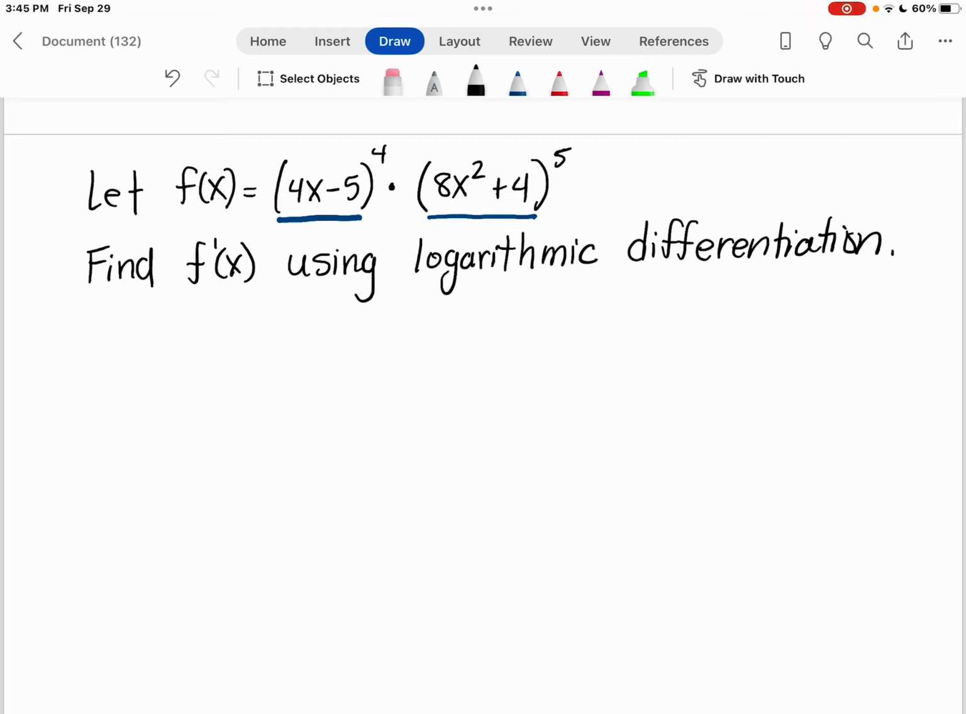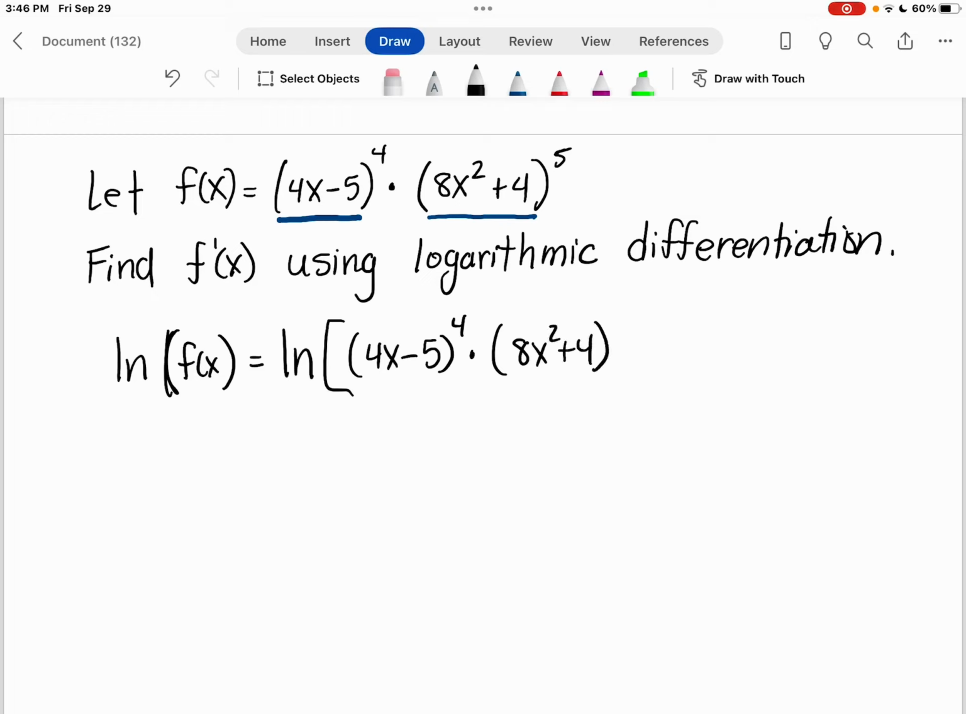So the first thing I'm going to start off with is take the log of both sides of this function. So I have the natural log of f of x is equal to the natural log of the other side of this equation. So I have 4x minus 5 raised to the power of 4 times 8x squared plus 4 raised to the power of 5. Notice we did not take any derivatives yet. We're just going to use the properties of logarithms to simplify this first.